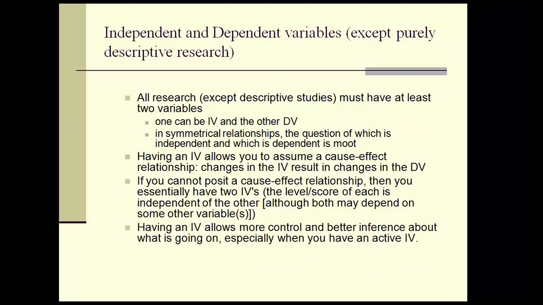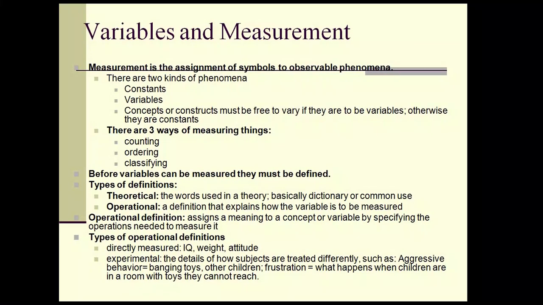Before variables can be measured, they must be defined. What are the types of definitions? Theoretical. The words used in a theory, basically dictionary or common use. And there is another type of definition of variables, that is operational. That is a definition that explains how the variable is to be measured. An operational definition of a variable assigns a meaning to a concept or a variable by specifying the operations needed to measure it. What are the types of operational definitions?